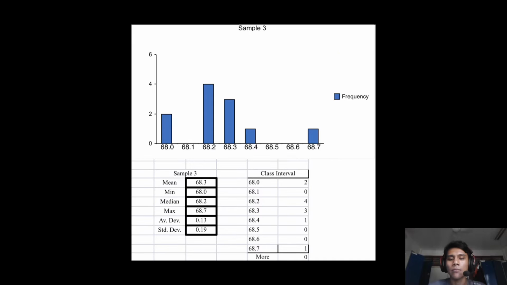And this is for sample 3. We have the mean, the minimum, median, max, average deviation, and standard deviation. We have the class interval, the table, the frequency, and our graph.